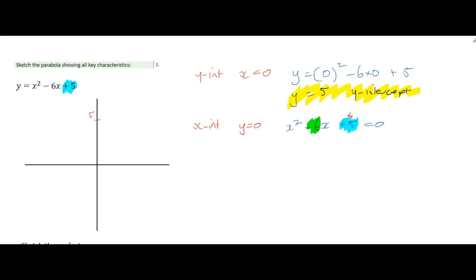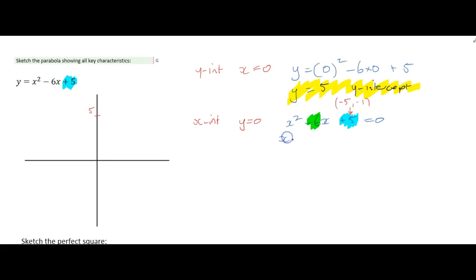In fact, there's only 2 pairs, 5 and 1, and negative 5 and 1. So if you add 5 and 1, you're going to get positive 6. So I think we're going to have to go negative 5 and negative 1. Okay, those two add up to negative 6. So in our brackets, what we're going to have is negative x minus 5, x minus 1 equals 0.